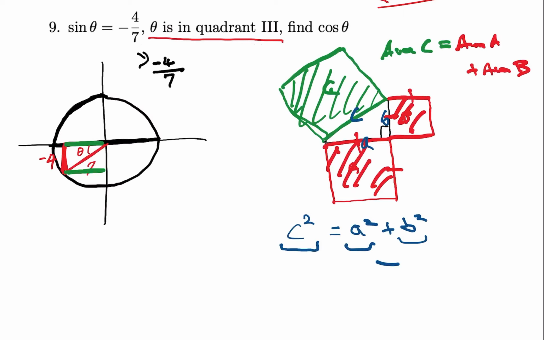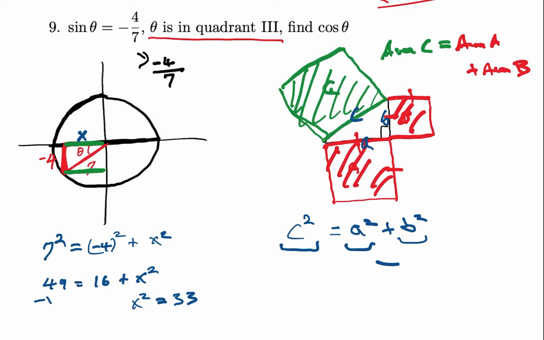So similar to here, we have 7 squared equals negative 4 squared plus, let's call it unknown variable x. This distance is x. So we call it x squared. So this is 49 equals 16 plus x squared. So let's solve for x squared by subtracting 16 from both sides. Then what do I get? 33. Let's subtract 16 from both sides. And this is what I get.